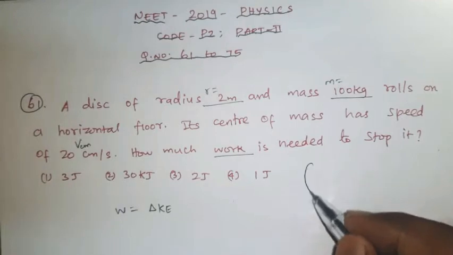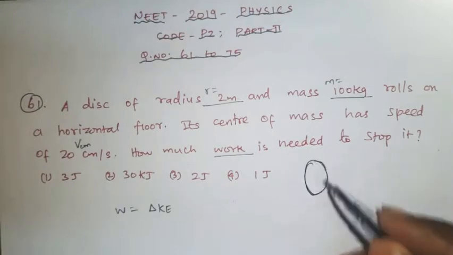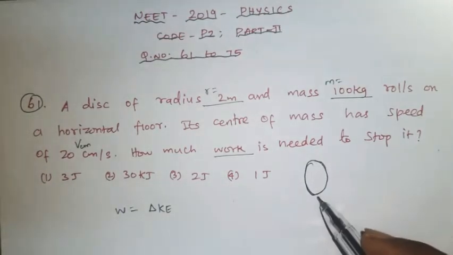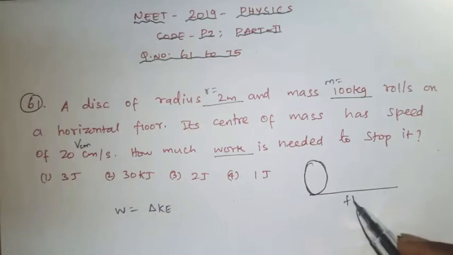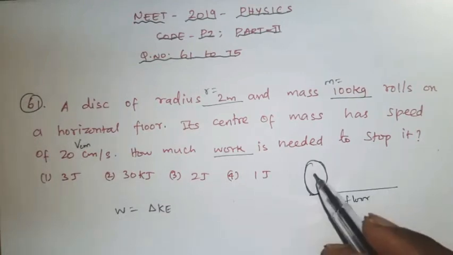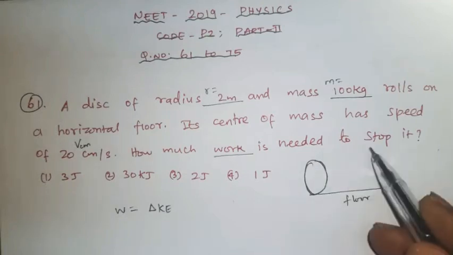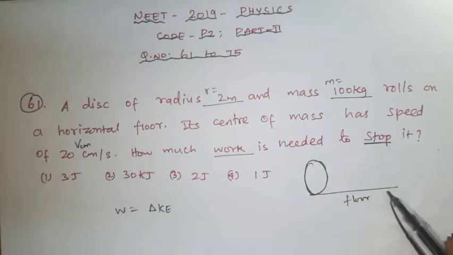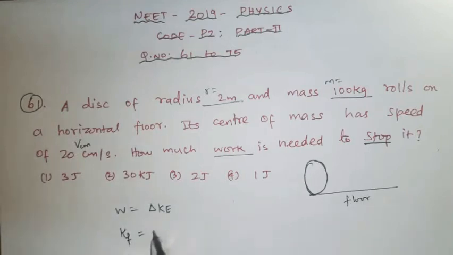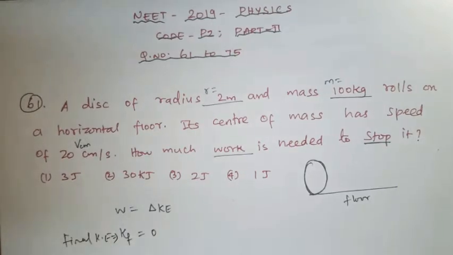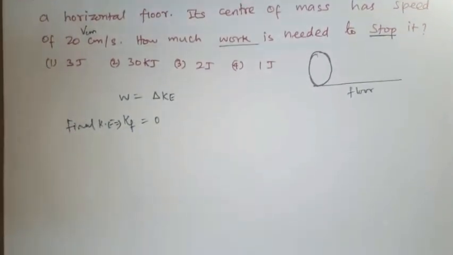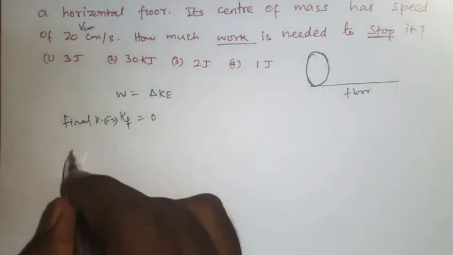Let us consider this is a disk. This disk rolls on the floor. So initially there will be a kinetic energy, but finally we are going to stop. So the final kinetic energy is going to be 0. So Kf is equal to 0. Kf, nothing but final kinetic energy, will be 0, but the initial kinetic energy will not be equal to 0.